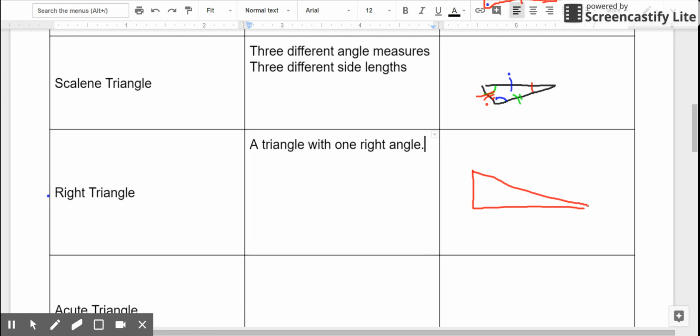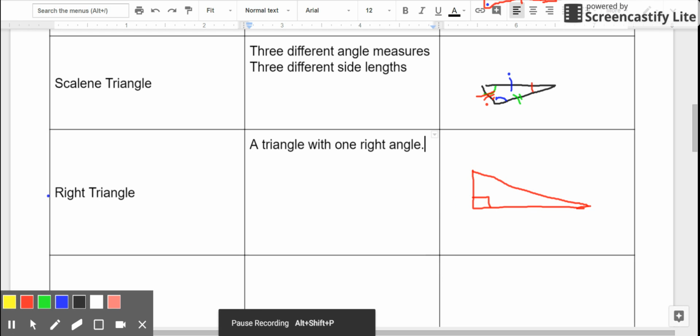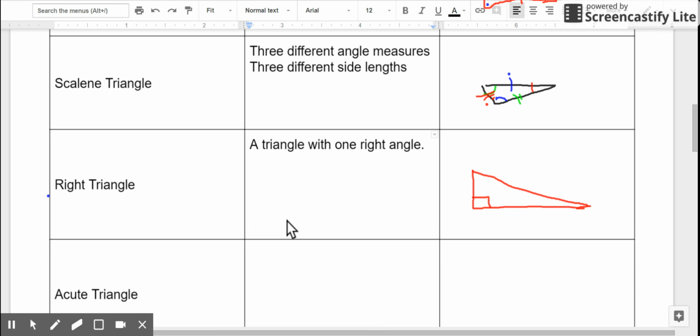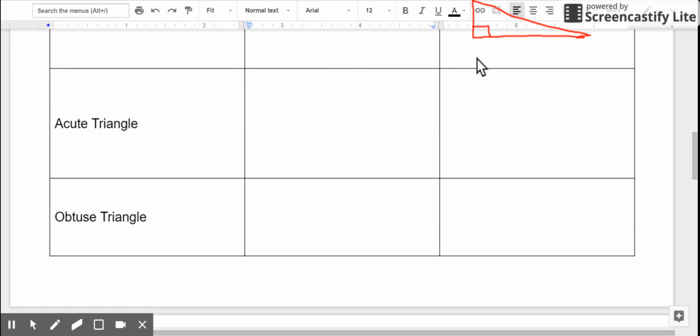We could never have 2 right angles in the same triangle because the sum of the angles in any triangle has to equal 180. And a right angle is 90 degrees. So if we had 2 right angles, that would be all 180 degrees. There'd be no room left for the third angle.